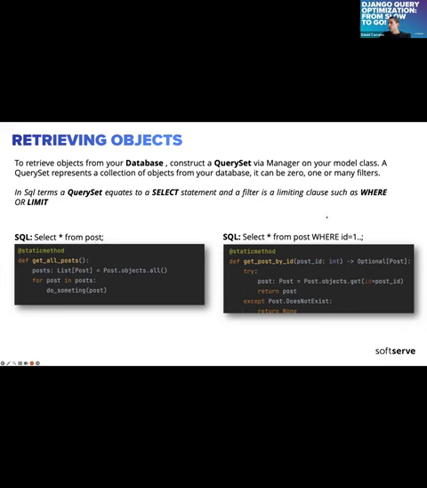And also, if we want to create a specific WHERE, in this example we have get_post_by_id, where we have the post ID and we are expecting an integer as a parameter. The return type is an Optional of Post because we may or may not get a specific post. If we don't find this specific post by ID, it can be None.